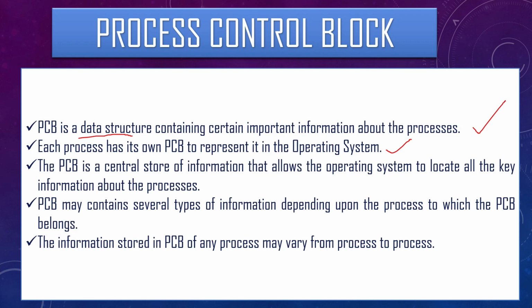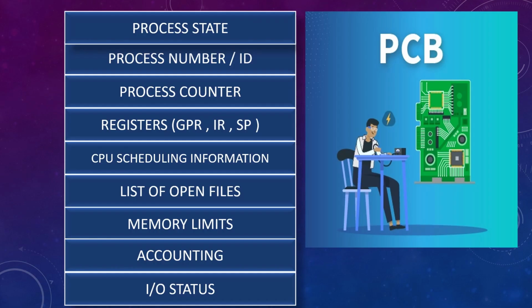Several types की information होती है PCB में. जैसे एक process का PCB है that contains several types of information about the process. But वो जो information है that can vary upon the process कि वो प्रोसेस किस तरीके की है. But general PCB कुछ तरीके की information अपने अंदर store करके रखता है, वो general information कुछ इस तरीके की होती है: first is process state, process ID number, process counter, registers, CPU scheduling information, list of open files, memory limits, accounting and IO status.